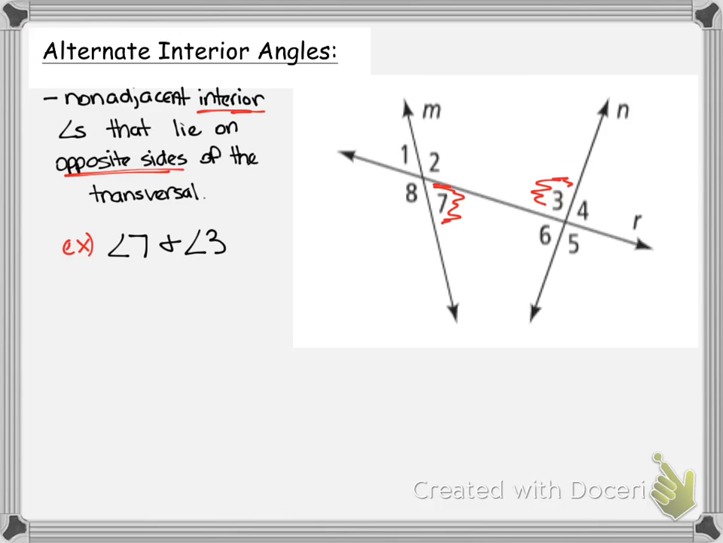Okay. There is one more pair of alternate interior angles here. That would be angle 2 and angle 6. Those are also a pair of alternate interior. Okay. They are on opposite sides of the transversal and interior of the lines.